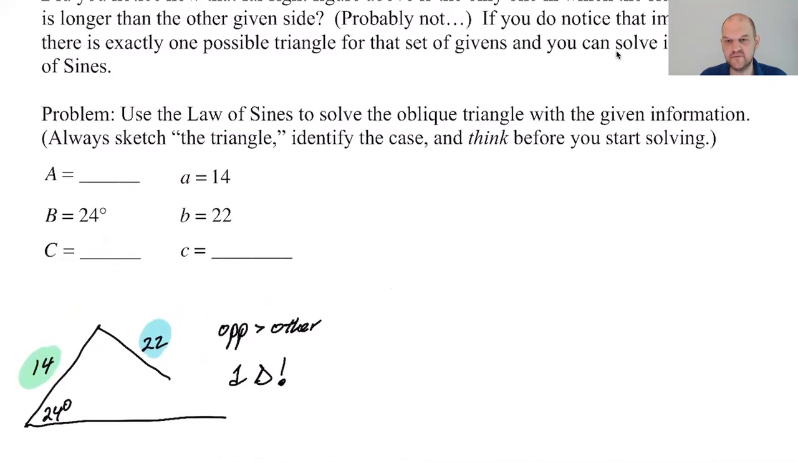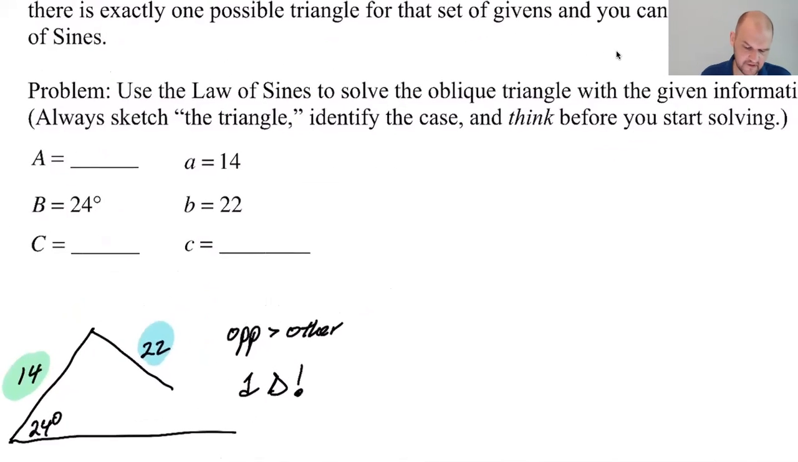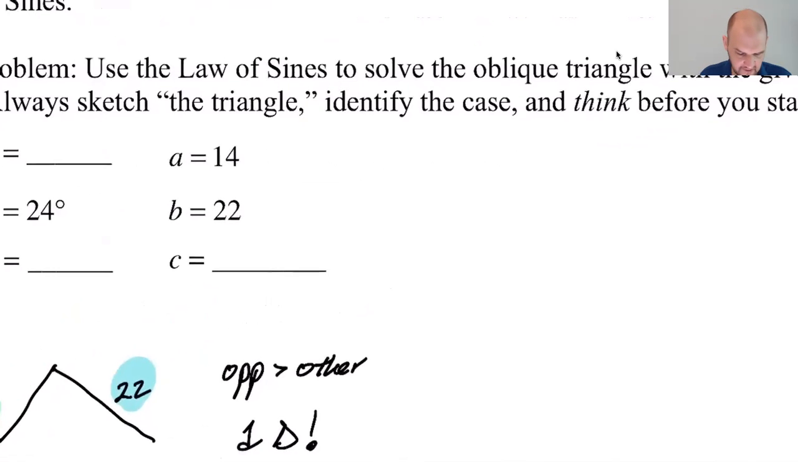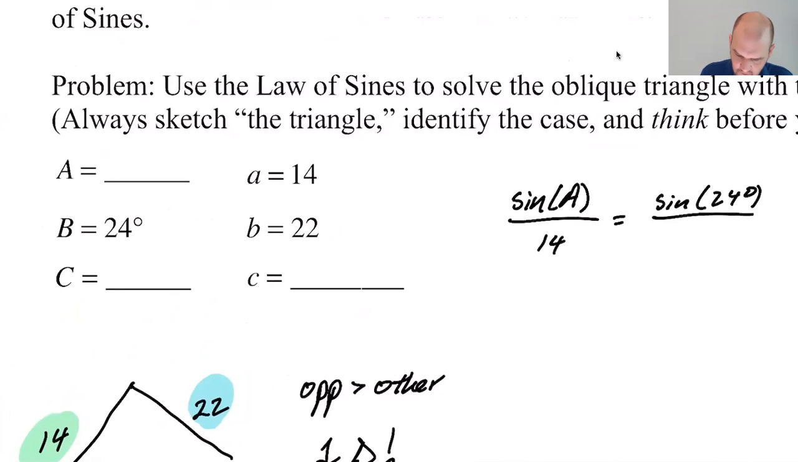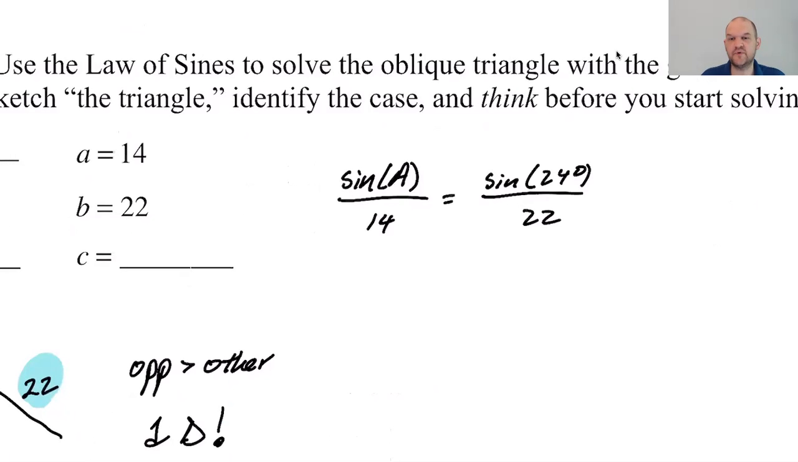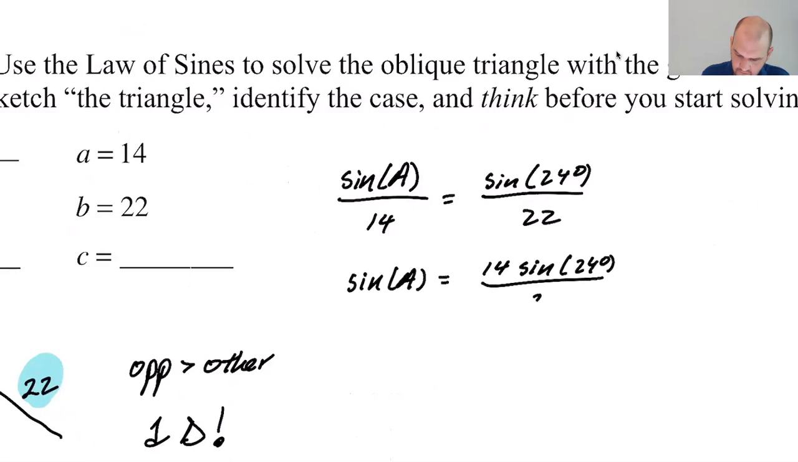So here we can immediately set it up, pick up our calculator and solve it. I'm going to start off with the sine of A. The thing I want is angle A over 14, which is going to be the sine of 24 over 22. So I'm going to bring the 14 across and get that the sine of A is 14 sine of 24 over 22.